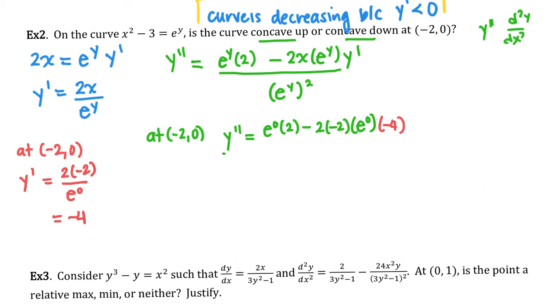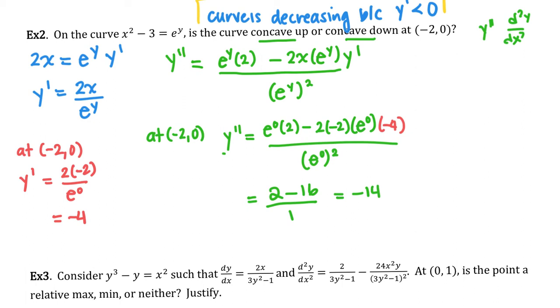And the bottom, e to the 0 squared. Okay, it looks bad, but it's not bad because e to the 0 is 1. So 1 times 2 is 2. Negative 2 times negative 2 is positive 4, times negative 4 is negative 16. E to the 0 is 1, so 1 squared is 1. So this is going to be negative 14. So the second derivative of y is negative 14.